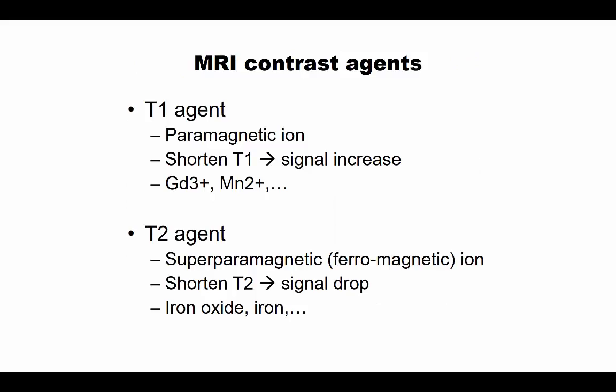Let's summarize. MRI contrast agents accelerate the relaxation. T1 agents are paramagnetic atoms such as gadolinium or manganese, which give you brighter signals. T2 agents are superparamagnetic or ferromagnetic atoms such as iron and give you darker contrast images.